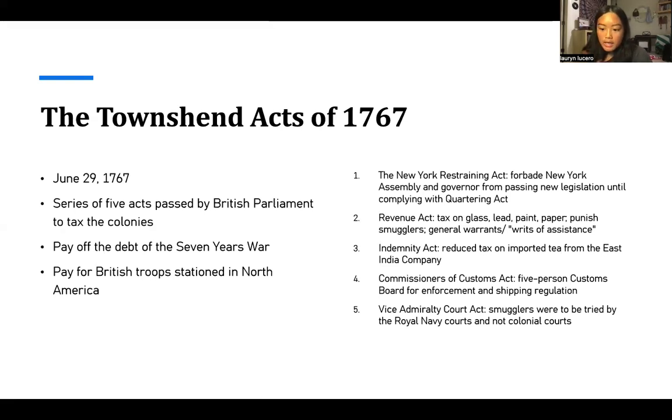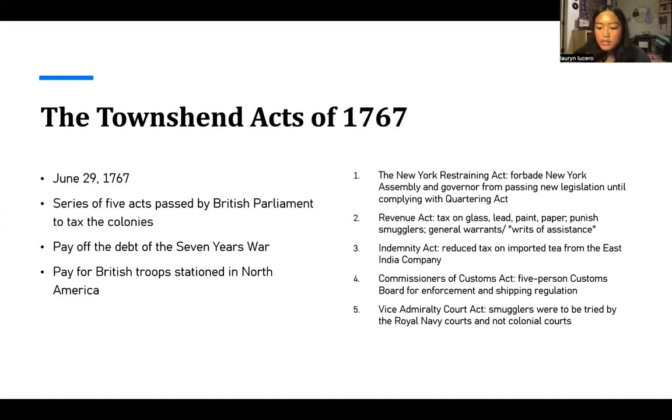These acts began in 1767. It was a series of five acts that placed heavy taxes in order to not only pay off the debt of the Seven Years' War, but also pay the British soldiers that were now stationed in North American colonies. Briefly, the New York Restraining Act limited New York's ability to govern and pass new legislation of their own colony.